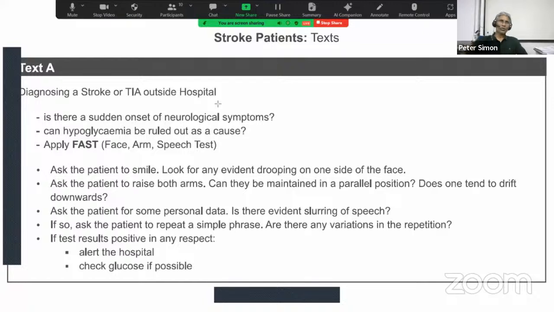Right. So now let us see. They have to diagnose. Not the official diagnosis. This is preliminary. So by the onlookers who are watching, suddenly somebody is walking on the road and he falls down and others realize that something happened. What happened? How to diagnose a stroke? That's what it is. Or a TIA outside hospital.